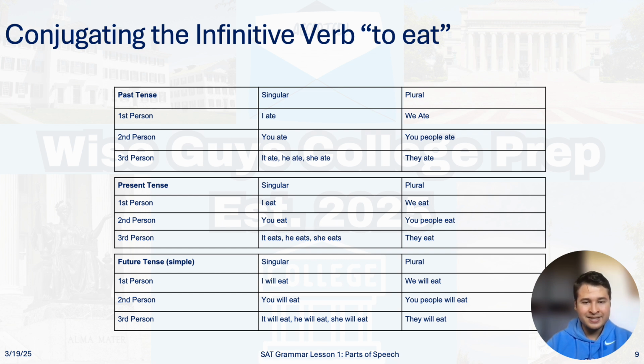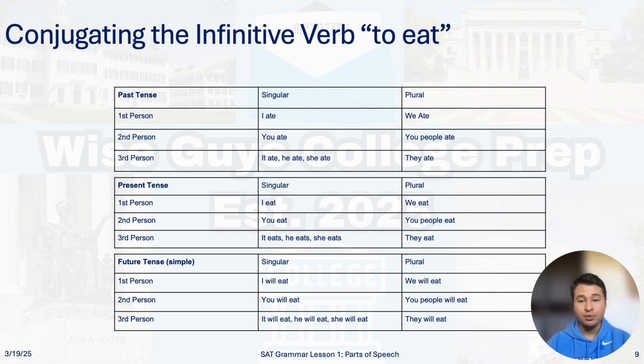Now we move on with the present tense. First person singular, I eat. First person plural, we eat. Second person singular, you eat. Second person plural, you people eat. Third person singular, it eats, he eats, and she eats. Third person plural, they eat.